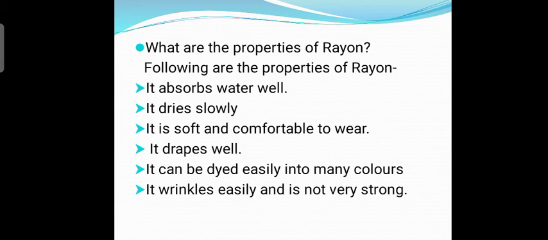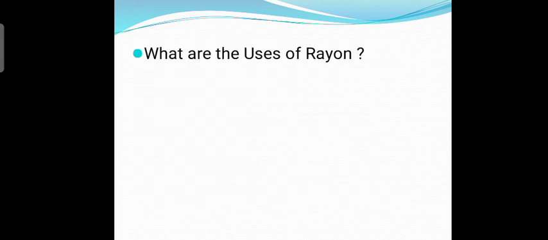Students, we can relate these properties of rayon which we discussed here with its manufacturing. Just now we saw that rayon is made from wood pulp, and when this wood pulp is treated with chemicals, then it can be formed. So due to the involvement of some natural materials in the formation of rayon, it is showing some properties of natural fibers, right? Now come to the next question.